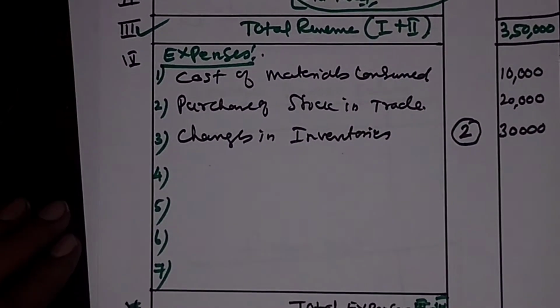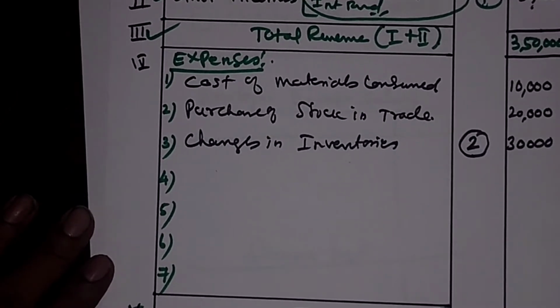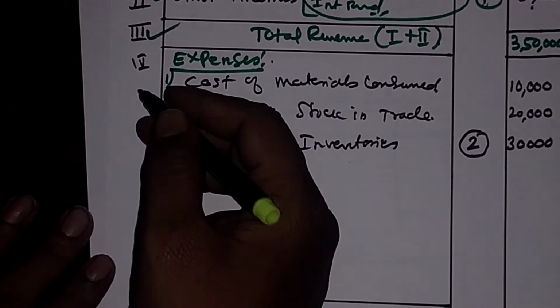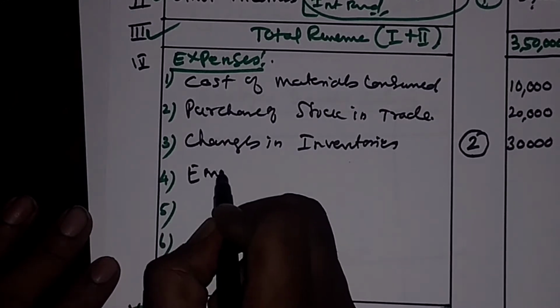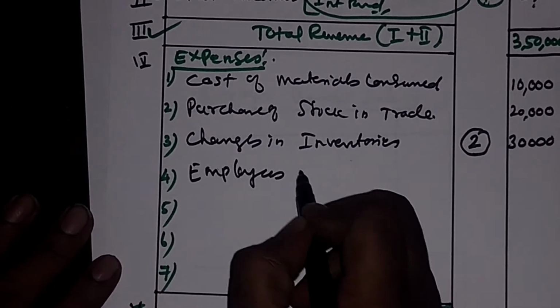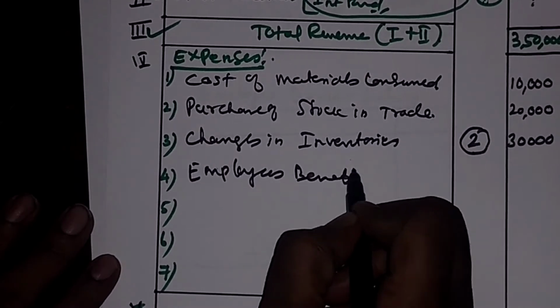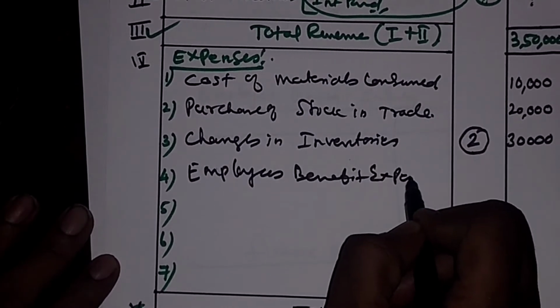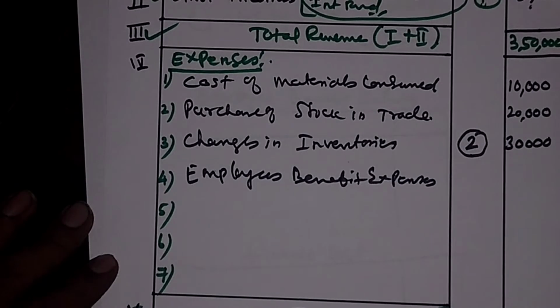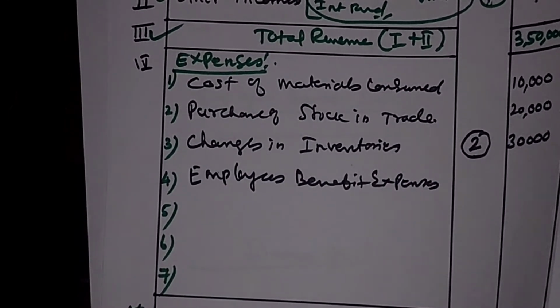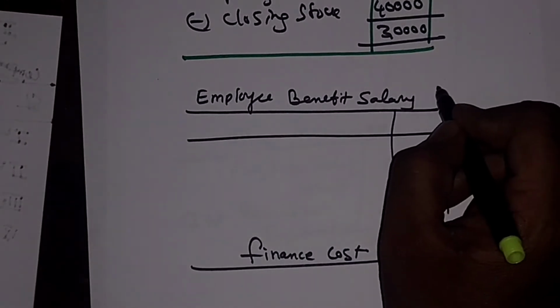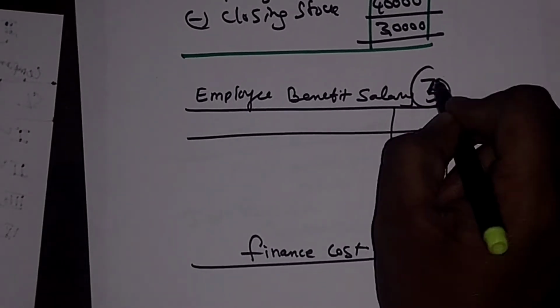Next, coming to the fourth point under Roman number 4, the employee benefit expenses. What is this employee benefit expense? Once again I will show it in the note. You see that note number 3.